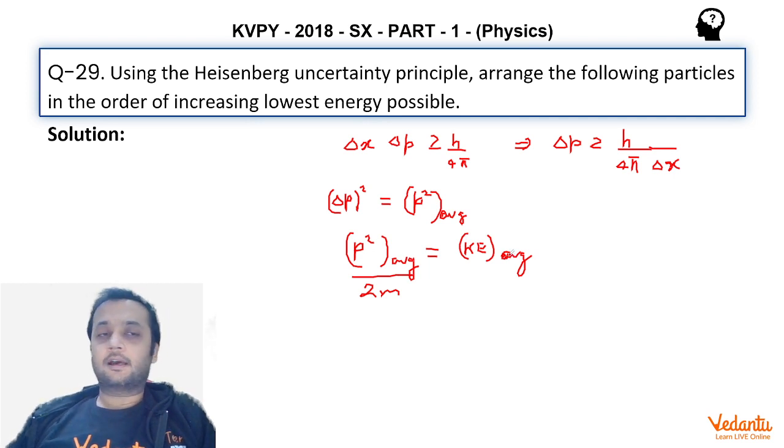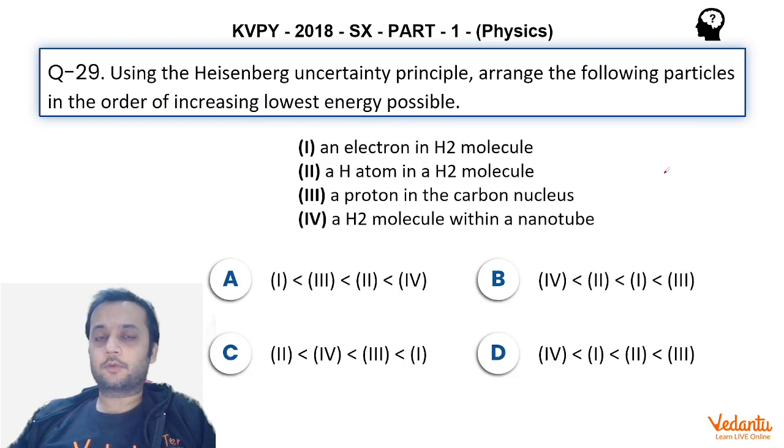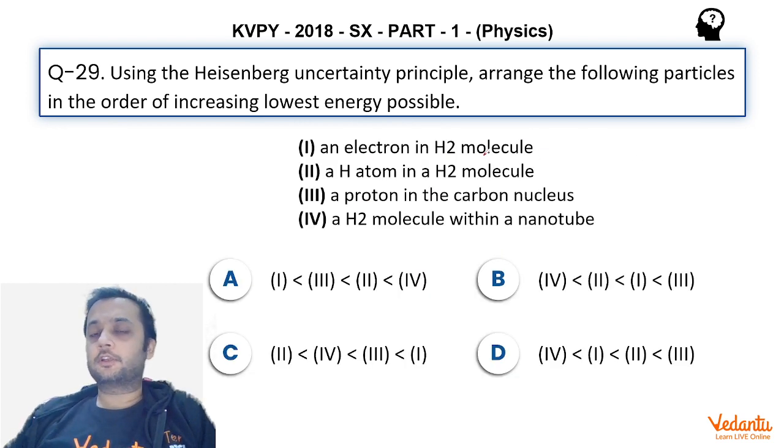So now we can arrange in the order of energy. We will have to look for the case in which delta x is least, as that will have the highest energy. Going back to the options: a nanotube is of the order of 10 to the power minus 9 meters. Carbon nucleus is 10 to the power minus 15; nuclei are of the order of femtometers. Hydrogen molecule is of the order of picometers, let's say 100 picometers. This may not be the exact value, but I'm just giving you the order.